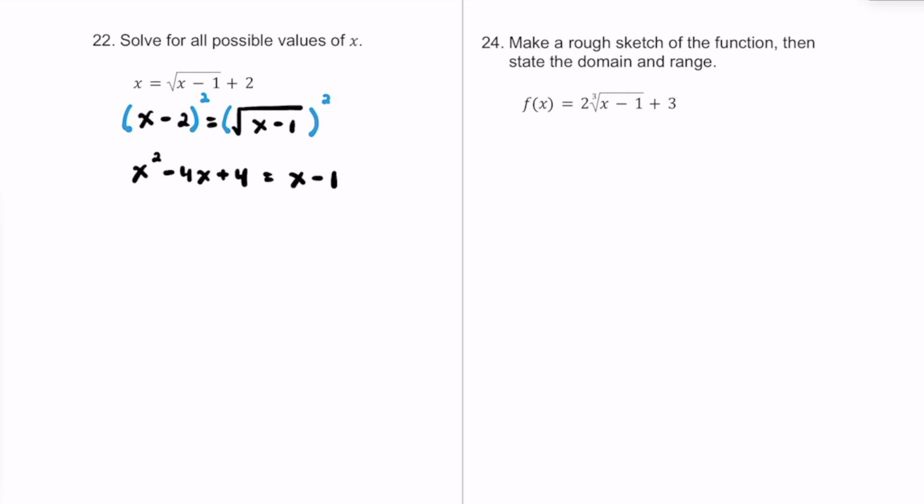Now let's go ahead and take away x from both sides so that we can move everything to the left side, and add 1 to both sides so we can set this quadratic equation equal to 0. If we do that, we're going to get x squared minus 5x plus 5 is equal to 0. All right, so at this point, we have a quadratic equation. It's set equal to 0.